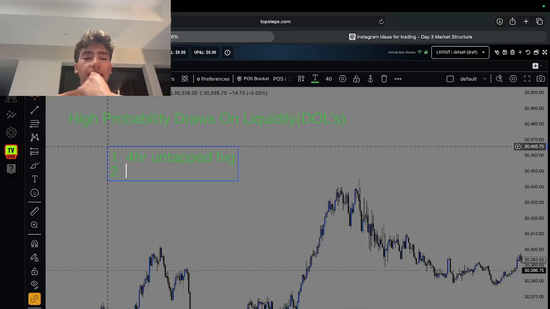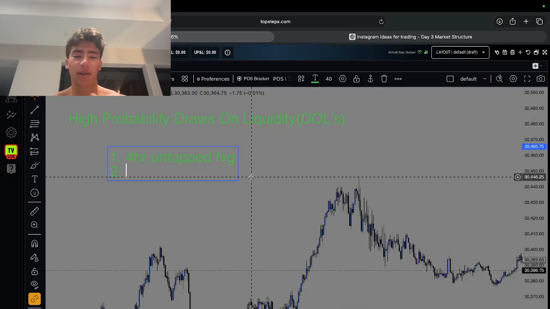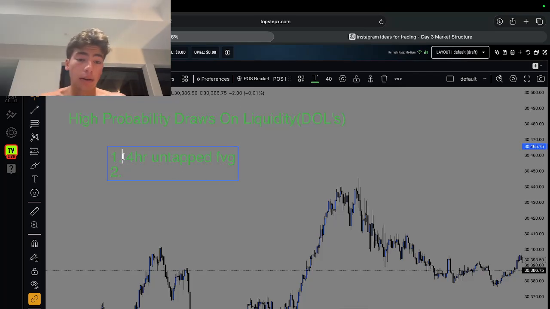All right, I'm realizing now that this is probably going to have to be day 4 because you guys don't know what fair value gaps are, but I'm just going to keep rolling with it, so you guys probably won't even see this posted on day 3. So number 1 is a 4-hour untapped fair value gap.